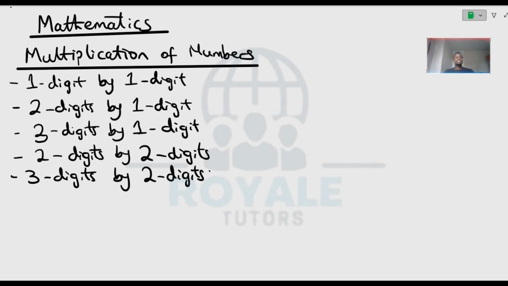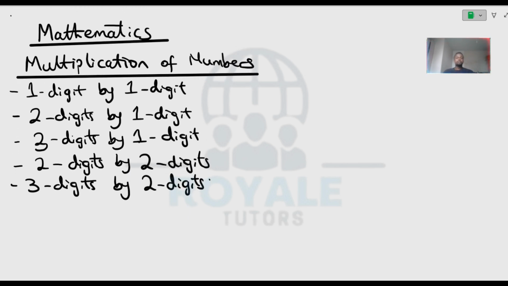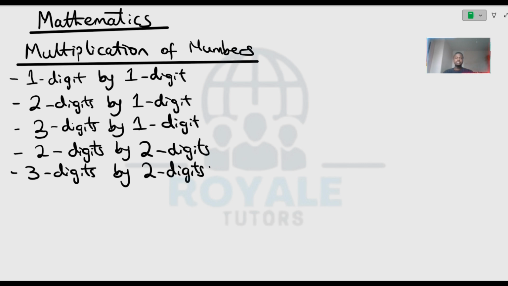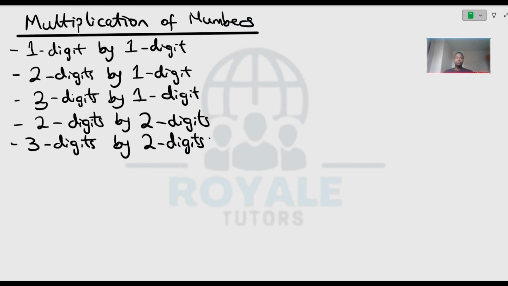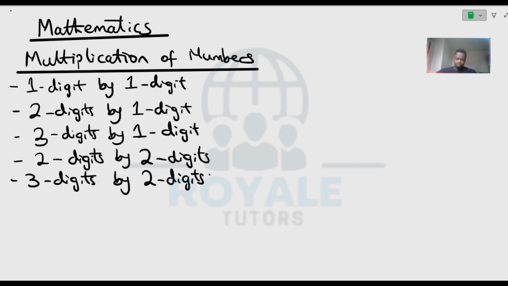So let's get started. All right, so multiplication of numbers. How do we multiply one digit by one digit? If you notice, in early part of key stage one, you would have learned how to count in numbers. What do I mean by that? Sometimes they want you to count in twos. So when they say count in twos, you say 2, 4, 6, 8, 10, 12. Then when they say count in threes, you say 3, 6, 9, 12, 15.